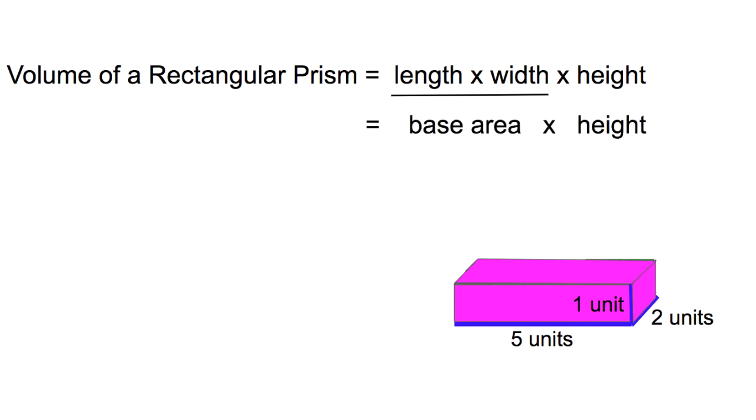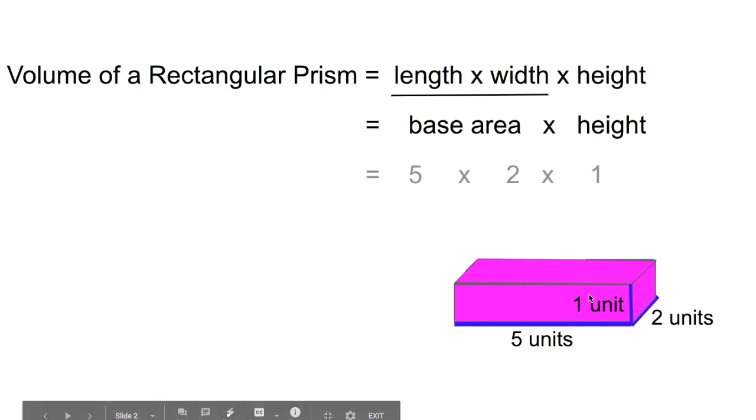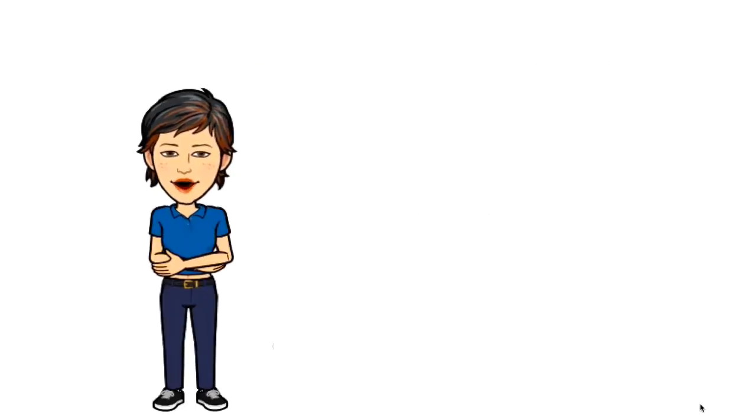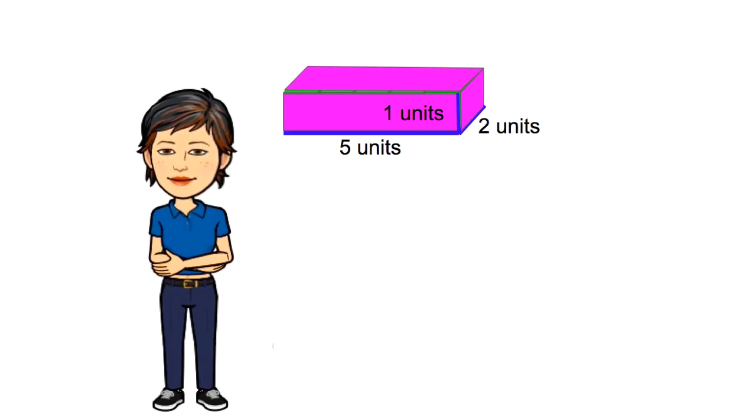This rectangular prism has length 5, width 2, and height 1. 5 times 2 times 1. 5 times 2, 10. 10 times 1, 10. 10 cubic units. Let's stack one more layer of cubes.